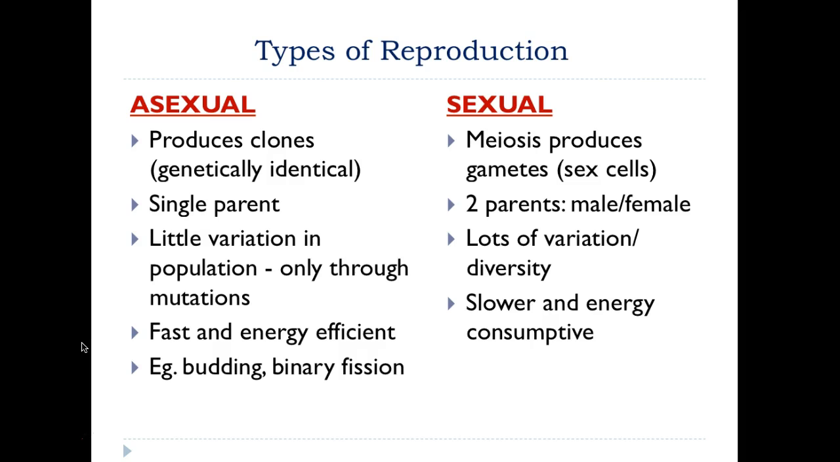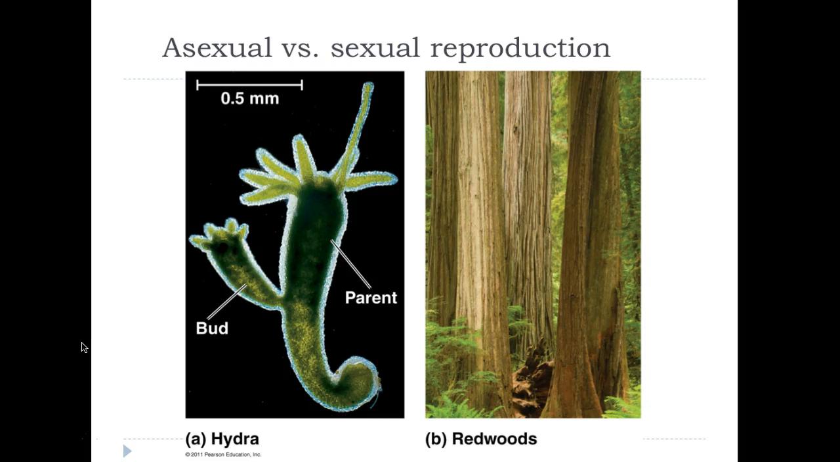Examples of asexual reproduction include budding or binary fission. Examples of sexual reproduction would be things that we see in humans. Certain trees are also carrying out sexual reproduction. So here you can see redwood trees as an example of sexual reproduction, and a hydra. This is the parent hydra, and then this little bud here is an example of budding. It just grows like a little mini-me off the side there.